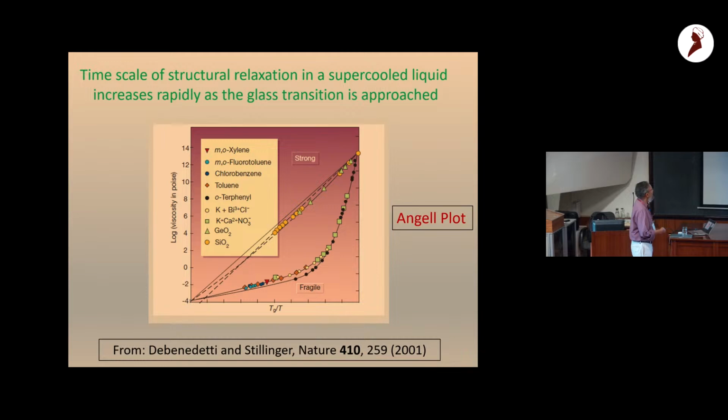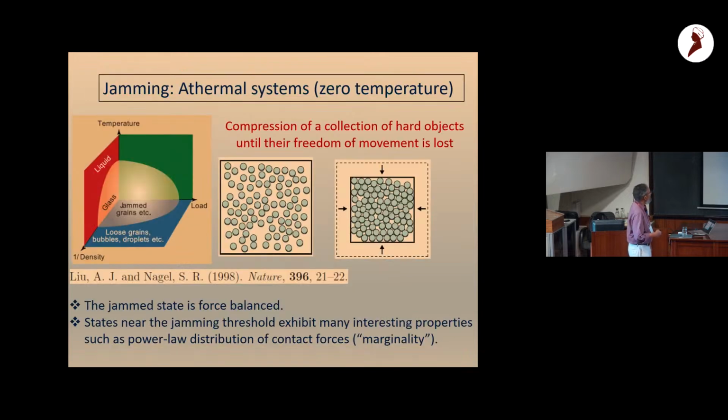Again, just one slide on jamming. We'll be also talking about jamming in active matter.